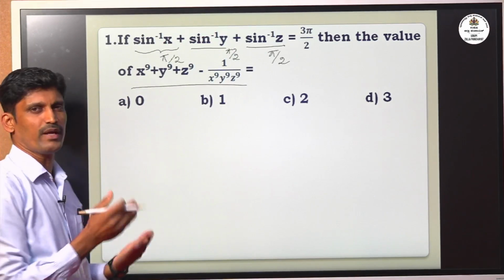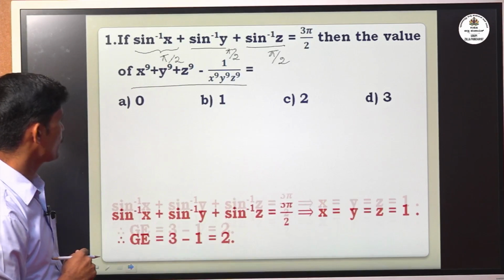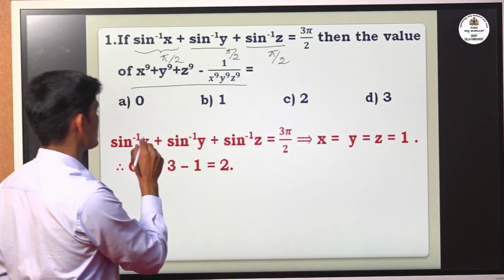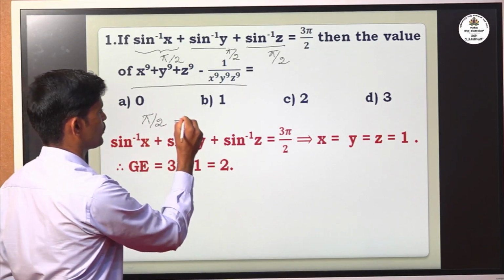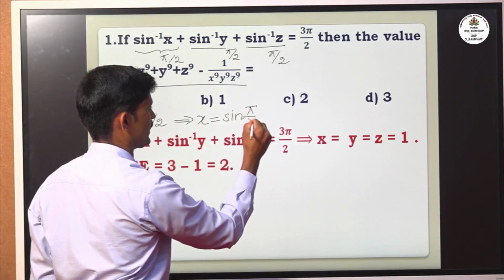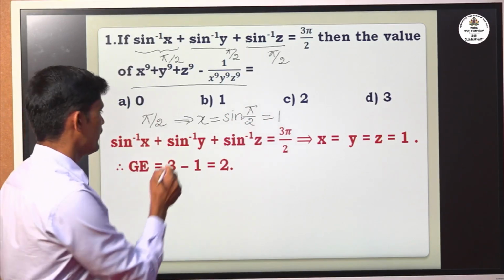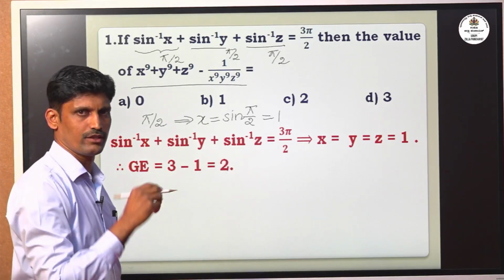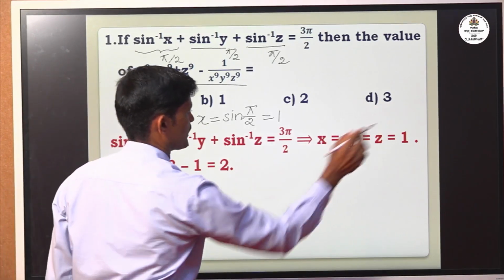Therefore, sin inverse x is pi by 2 means x is equal to sin pi by 2. So let us see the solution here. Sin inverse x takes the value pi by 2. Therefore, x is equal to sin pi by 2, that is equal to 1. Similarly, sin inverse y is equal to pi by 2. Therefore, y is equal to sin pi by 2, that is also 1. Sin inverse z is equal to pi by 2. Therefore, z is equal to sin pi by 2, that is also 1. Therefore, x is equal to y is equal to z is equal to 1.